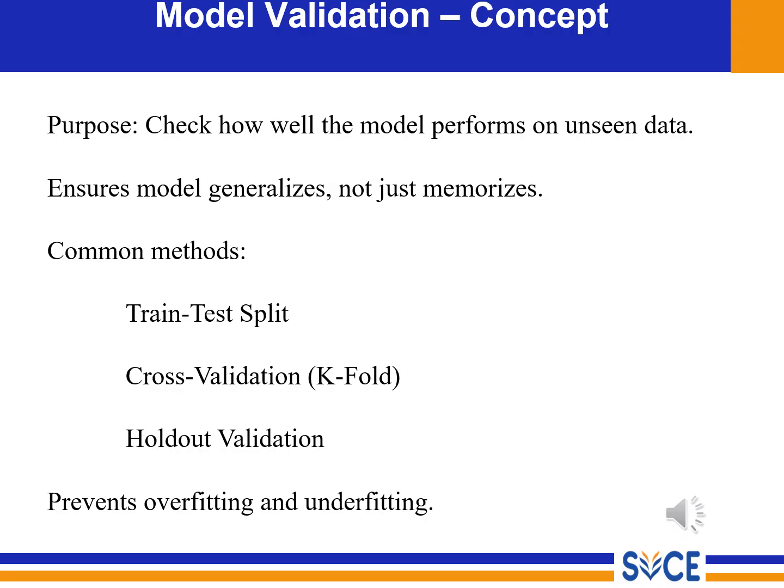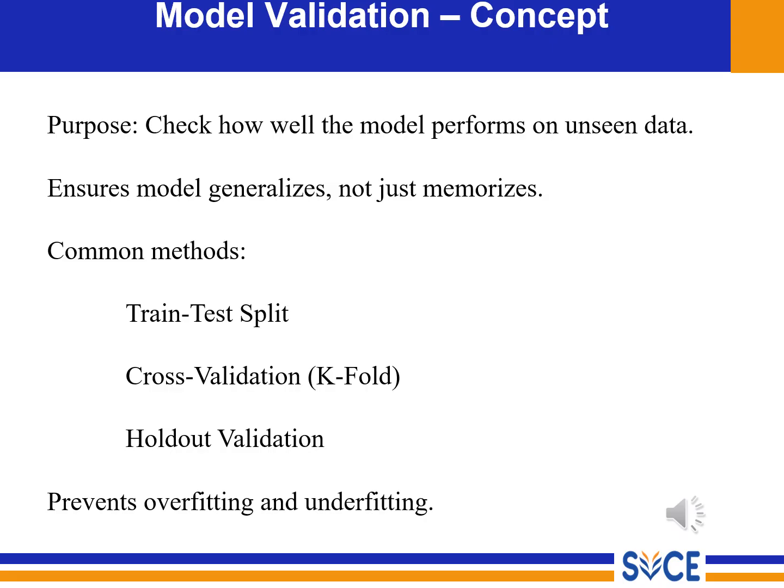Train-test split: first, split the data into training and testing. For example, if the data is 100%, then 80% of the data goes to the training part and 20% of the data goes to the testing part. So it is simple but maybe biased. The second one, holdout validation, is similar to train-test, but with a fixed split, for example 70% and 30%. It may be fixed for all.